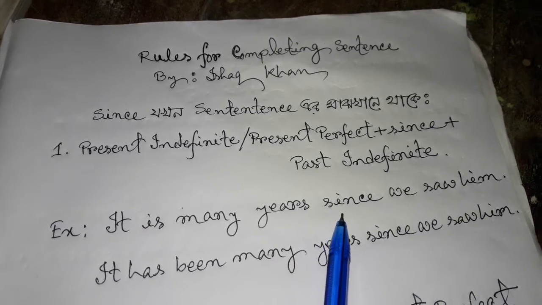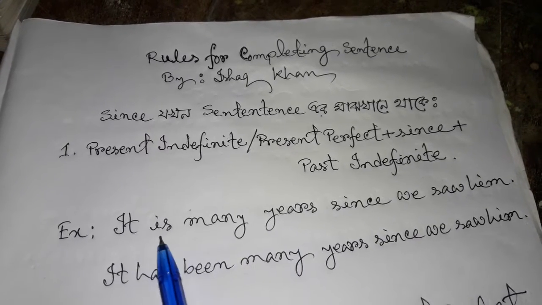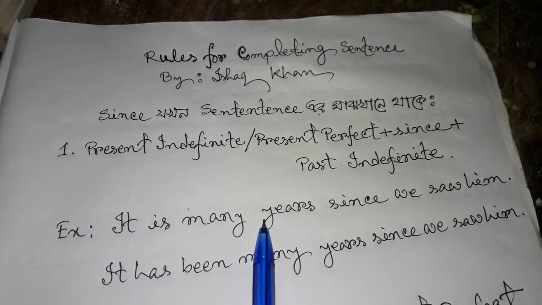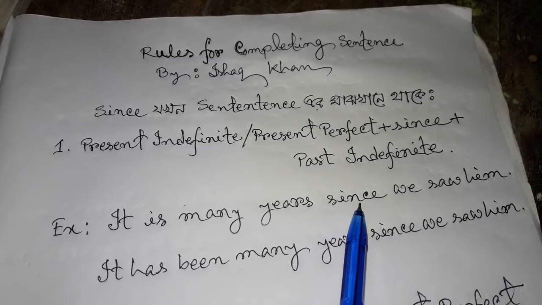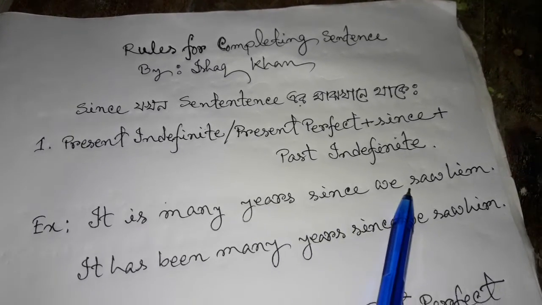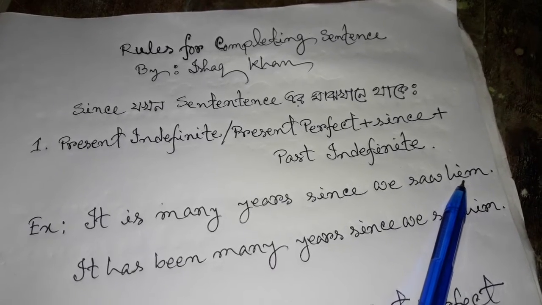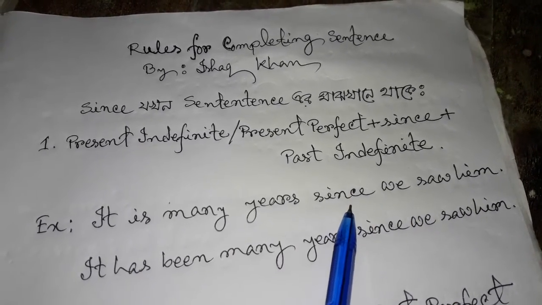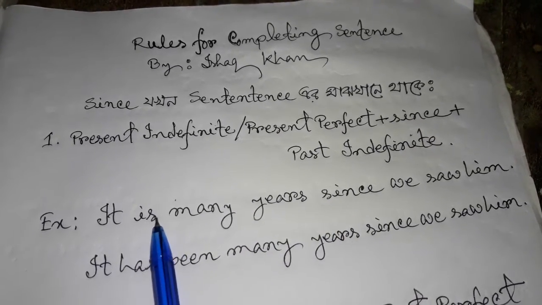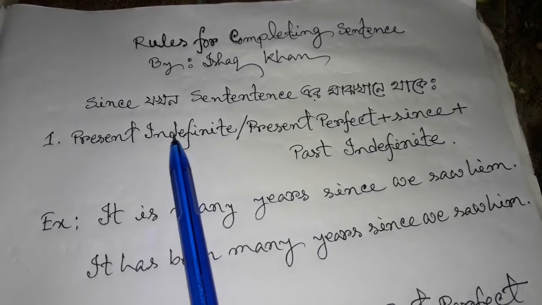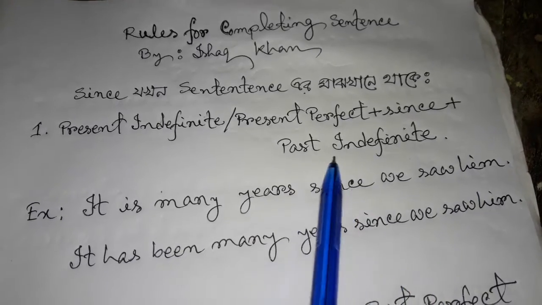Dear viewers, you can see "it is many years". Obviously it is an example of present indefinite tense, and we have used "we saw him", the structure of past indefinite tense. So we can match with the structure like that. "It is many years", example of present indefinite tense, and "we saw him", example of past indefinite tense.